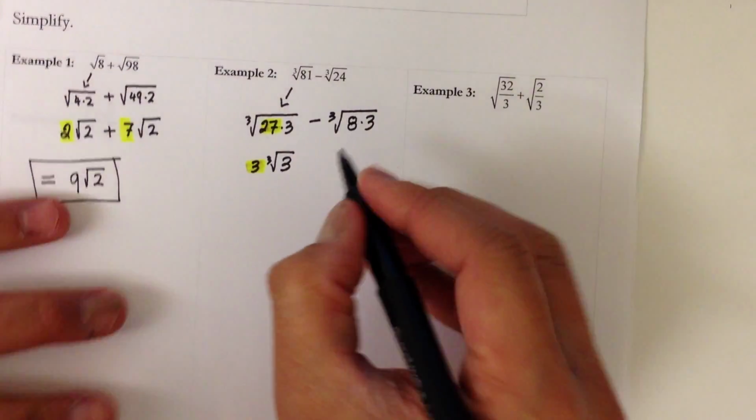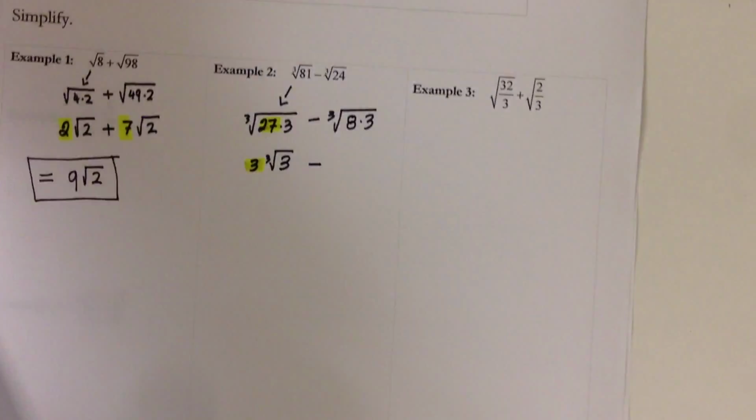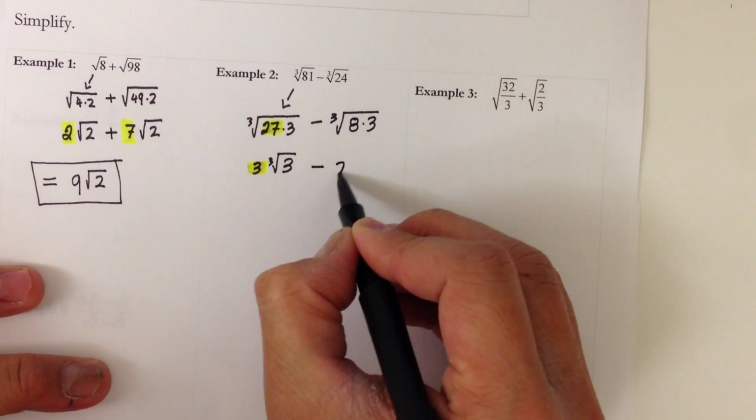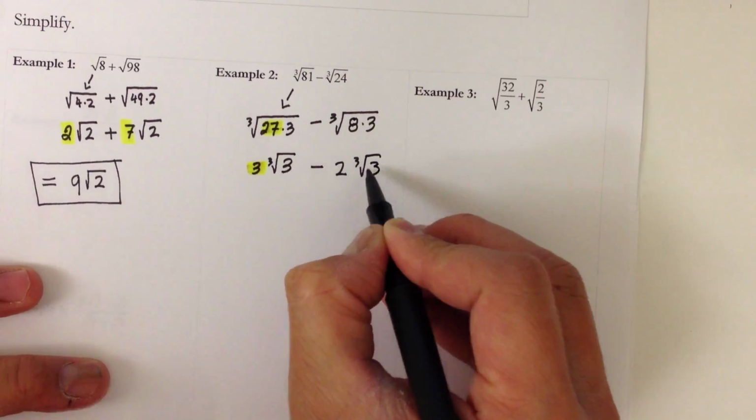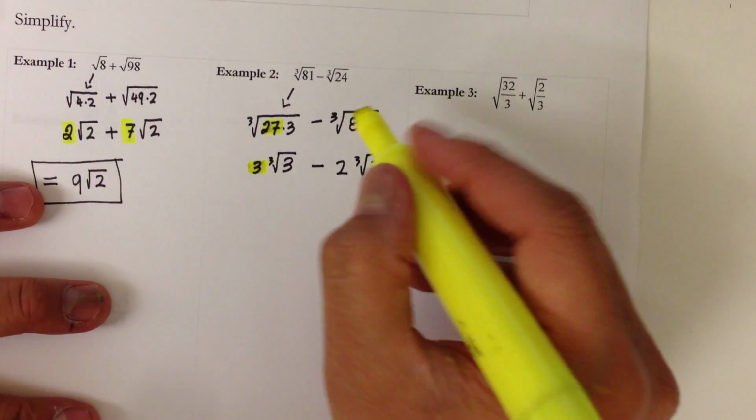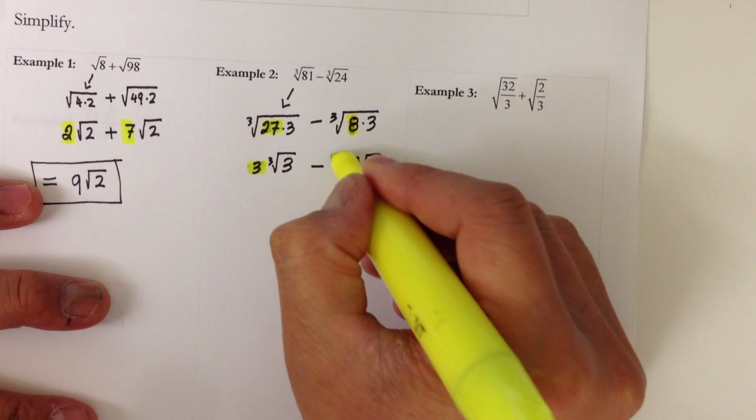Minus, similarly, the cube root of 8 is 2. So 2 cube root of 3. I'll highlight that for you so that you can see. Alright, that is 2.